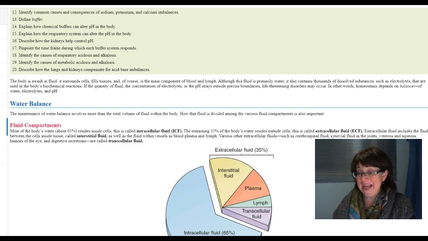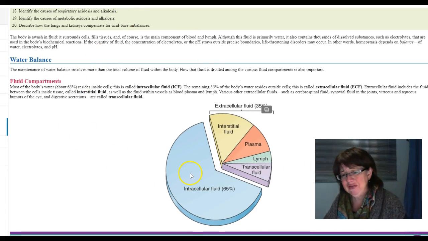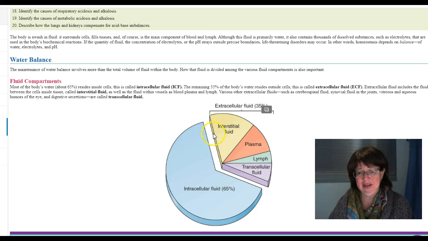So let's look at where the water is coming from and where the water is held. When you look at the body, there are two different categories of water. There's intracellular. Intra means inside, so this is the fluid inside the cells.